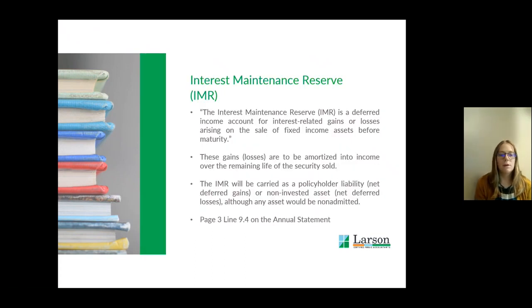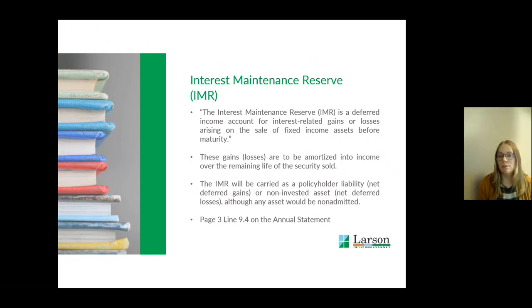Next is something unique for life insurance: the interest maintenance reserve, or IMR, for investments. The interest maintenance reserve is a deferred income account for interest-related gains or losses arising in the sale of a fixed income asset before maturity. These gains and losses are amortized into income over the remaining life of the security sold, and it is carried as a liability if there are net deferred gains, or a non-invested asset if it has net deferred losses. Again, this shows on page 3, line 9.4 on the annual statement.